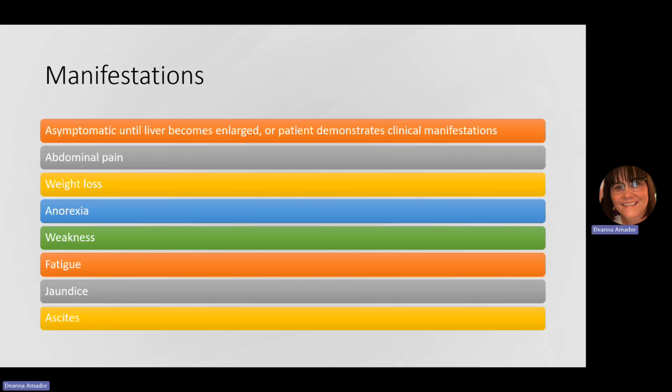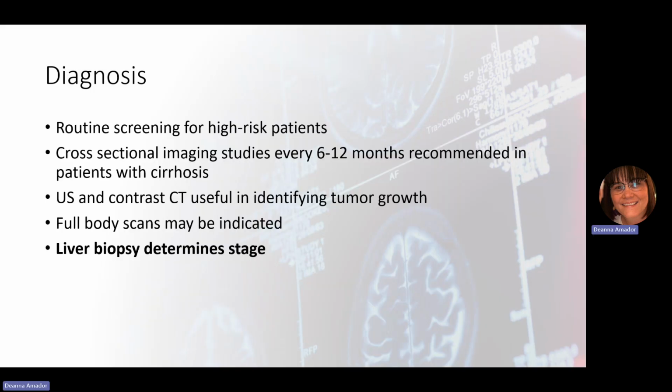Some manifestations, a lot of times they're asymptomatic until the liver becomes very enlarged. But abdominal pain, weight gain, weakness, fatigue, jaundice. So some late signs and symptoms like weight loss, jaundice, and ascites can occur. To diagnose this, they will be having different screens and ultrasounds, but a liver biopsy is what determines the stage of the cancer. So it's a liver biopsy.